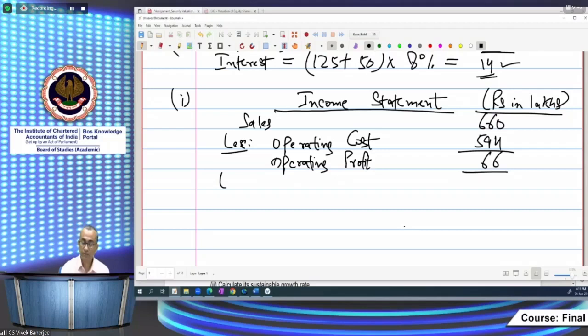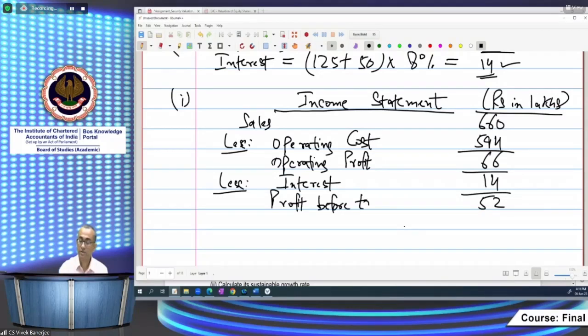From operating profit, we deduct the interest expenses. Interest we have already calculated above, less 14. So it will be 52. 52 is the profit before tax, that is profit after interest but before tax. Less, we will deduct the tax. The taxation rate is also given in the question. It is at the rate of 40%.